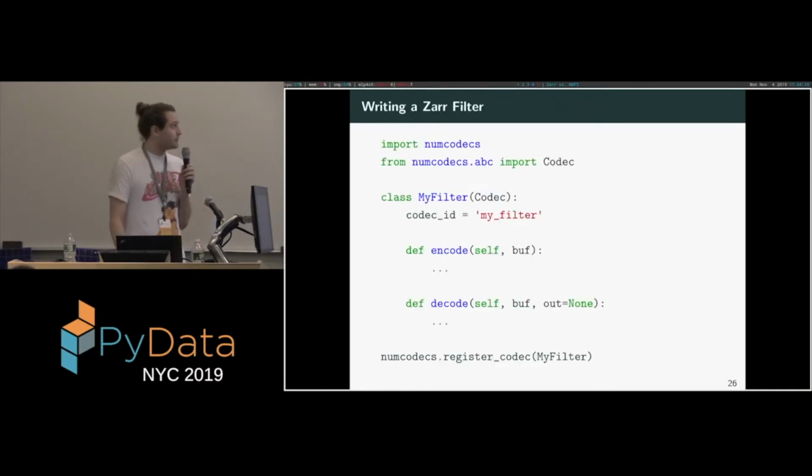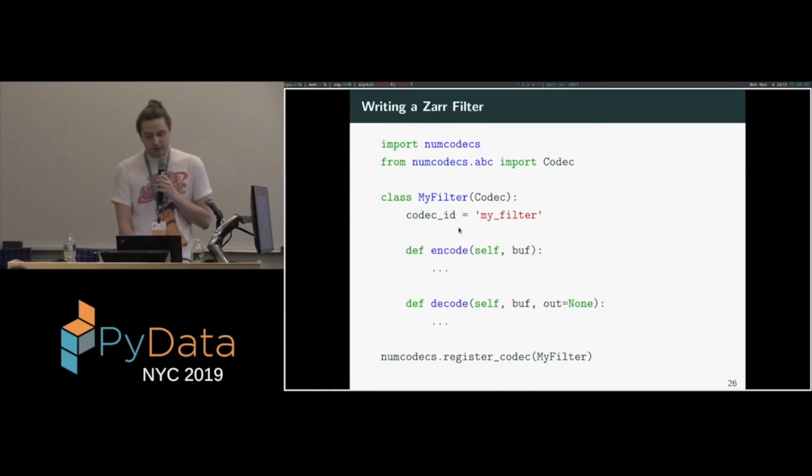So alternatively, if you wanted to write a filter in Zarr, we would install NumCodecs and import it. And we're going to grab this codec class. And then we need to implement two functions, encode and decode. So encode is going to take a Python buffer-like object, and it's going to return the encoded buffer. And decode is going to take the buffer to decode, and return that. And it can also optionally take an output buffer. So this is going to be pre-allocated memory that you should write into.